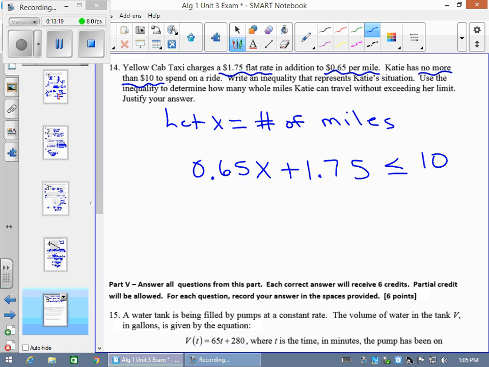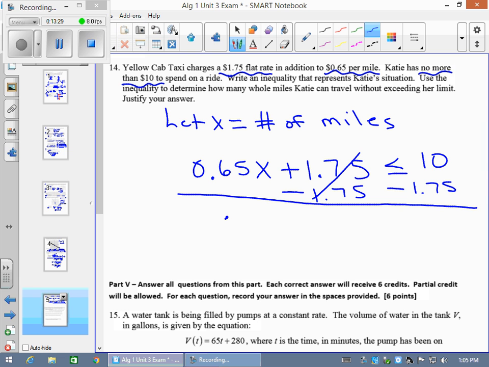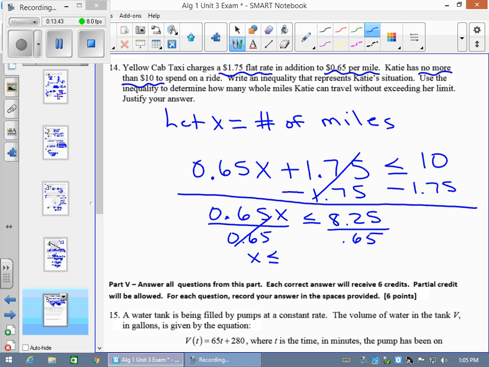So to isolate the x, I would subtract $1.75 from both sides. 0.65x is less than or equal to 8.25. And then you want to divide both sides by 0.65. You do that, x is less than or equal to 12.69. It's an irrational number, so I'm just going to write dot dot dot.